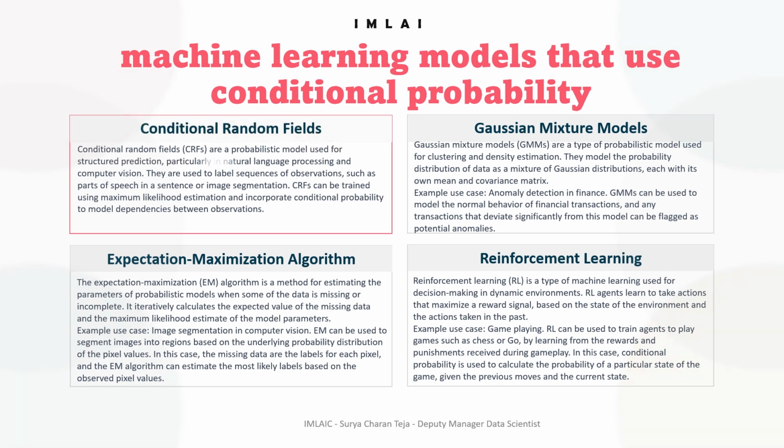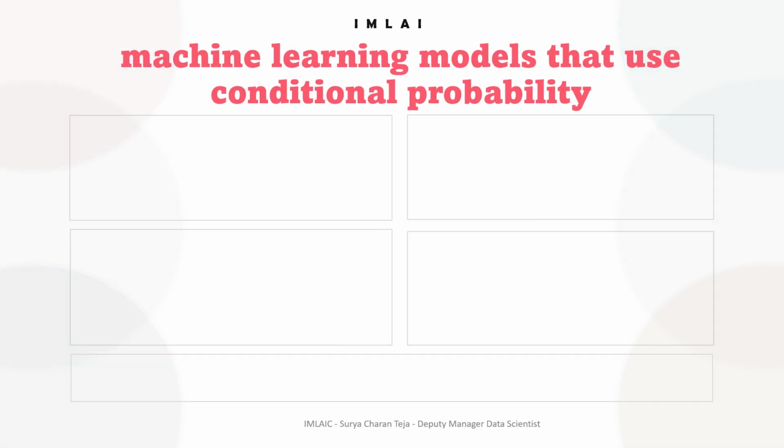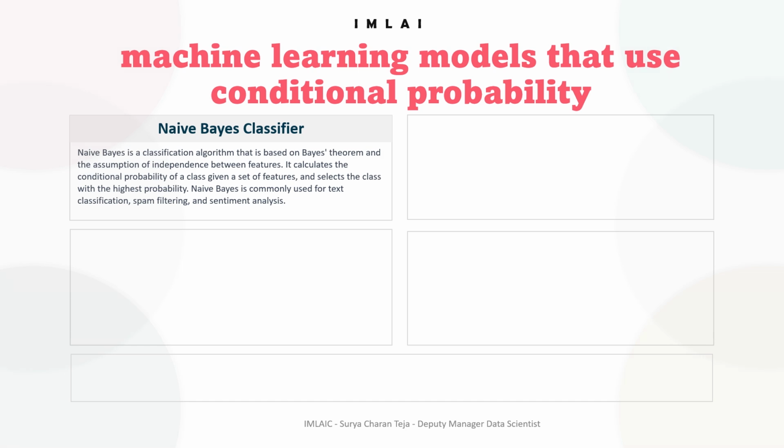Let's look into a few more models where we use conditional probability. The first one, or we can say the fifth one, is the Naive Bayes classifier. This is a probabilistic model that makes predictions based on the conditional probability of a label given the features of an input.